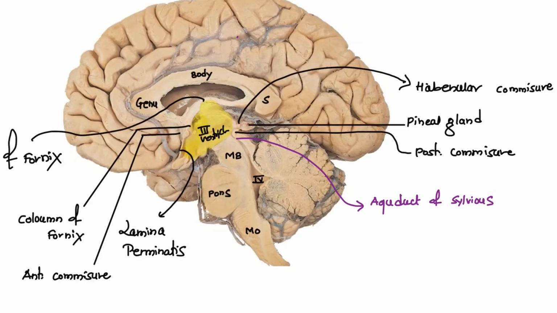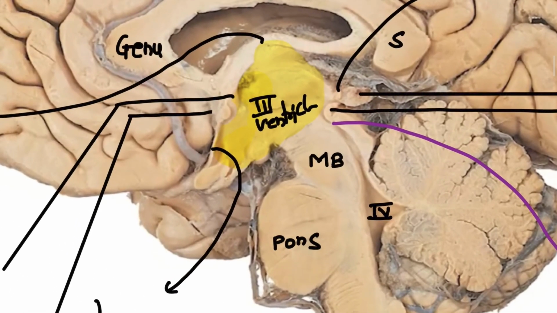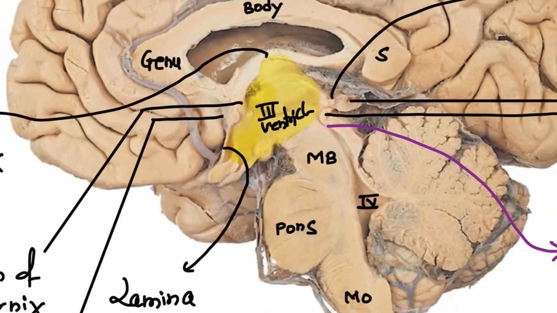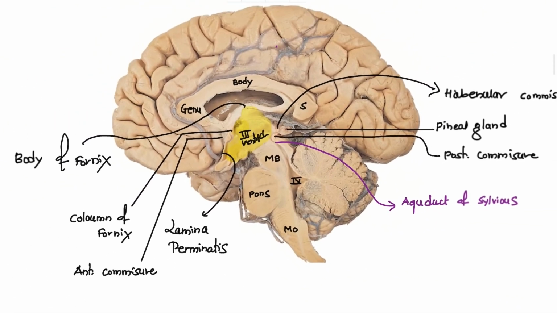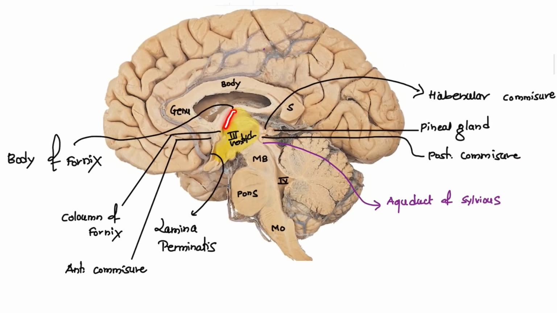Okay. Now look over here. This is the translucent structure at the anterior end of the brain. This is the lamina terminalis. Now this is the third ventricle, which appears as a vertical slit-like space. So this is the third ventricle.